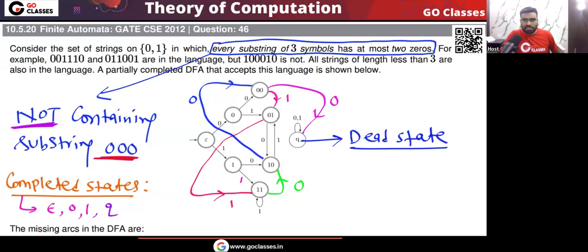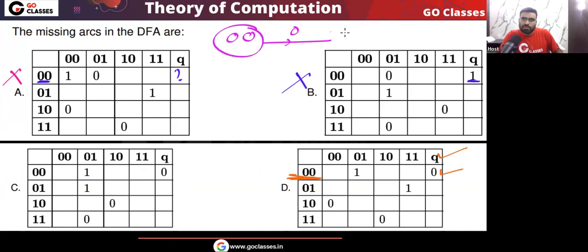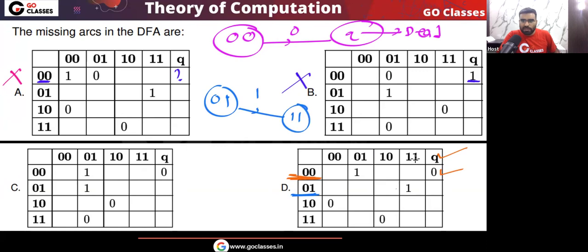So finally, you can easily see your answer will be option D. Let's check option D quickly. In this state double 0, if symbol 0 comes, you will go to the dead state. Q is the dead state. That is correct. Next, in this state 0 1, if symbol 1 comes, I will go to double 1. That is also correct. Next, in this state 1 0, if symbol 0 comes, I should go to double 0. Yes, that is also correct.